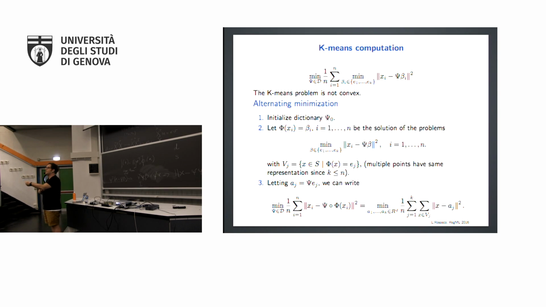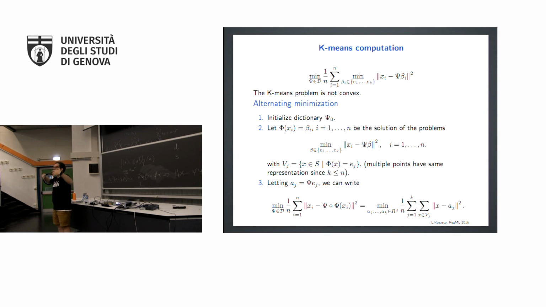Now you have the second step. You now found all the vectors that are close to certain columns. Of course, more than one vector can be close to the same column. Here we are assuming that k, the size of the dictionary, is typically smaller than the number of points. So you will have two vectors going to the same column. If you now call Vj the set of vectors that go to the same column, you can view that as a partition of the space.